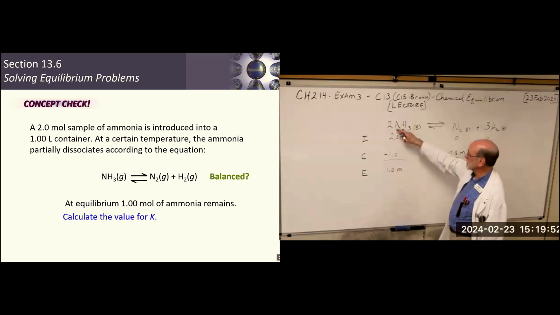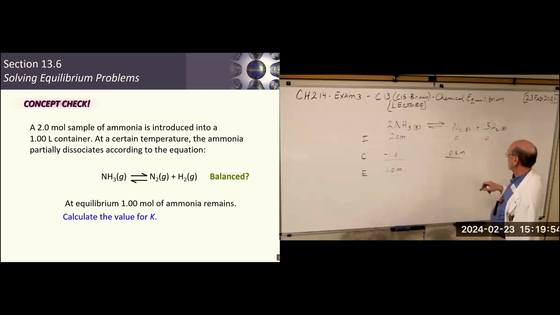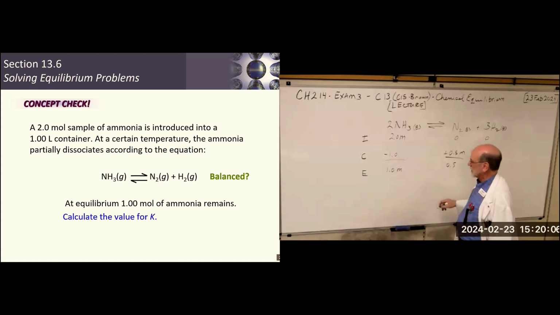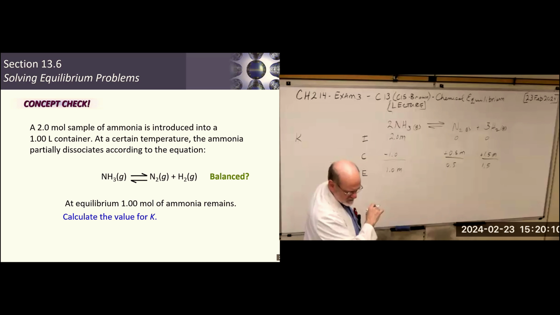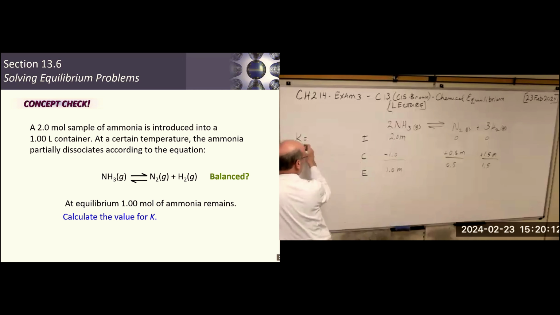Right? Because for every 2 of these, you get 1 of those. And for every 1 of these, you get 3 of these. And so this is plus 1.5 molar. All right, so this is 0.5, this is 1.5. So our equilibrium expression, was that the question? Calculate K. Okay.